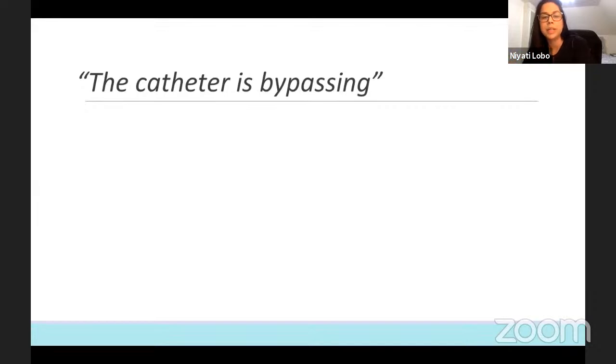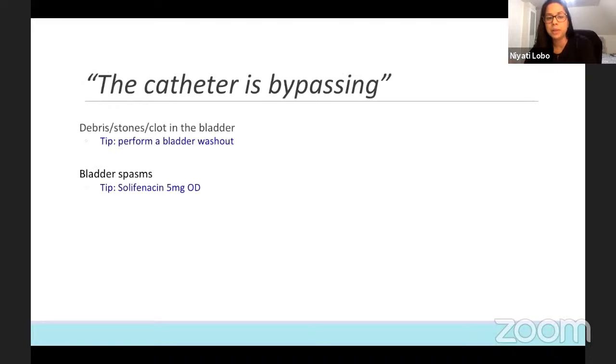And people get really upset and worried and anxious about this. So a little bypassing is not uncommon and it's not a problem. But if you've got large amounts of bypassing, what you have to think about is why is that happening? And the reason that can happen is the urine is just taking the path of least resistance.